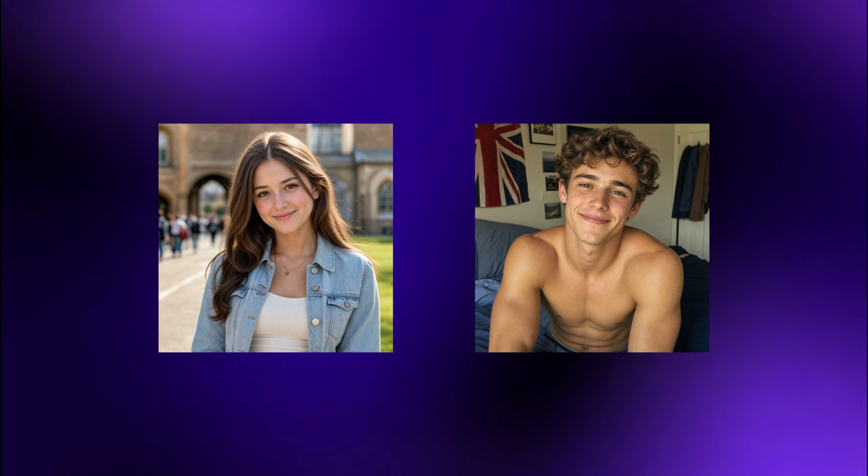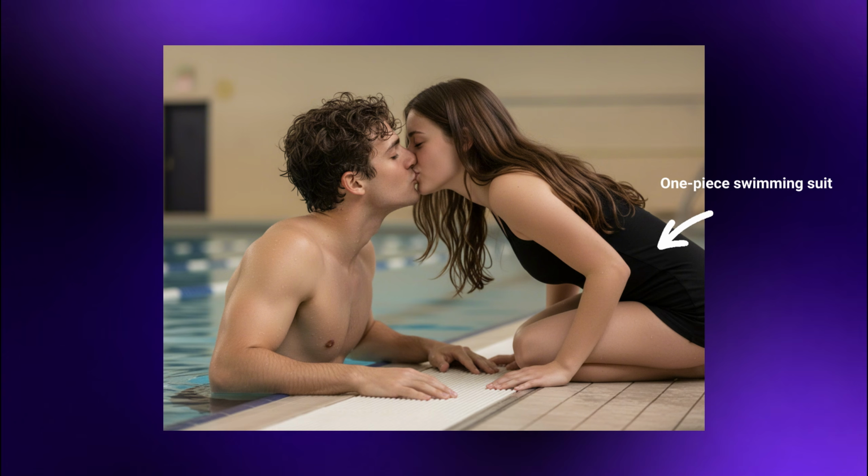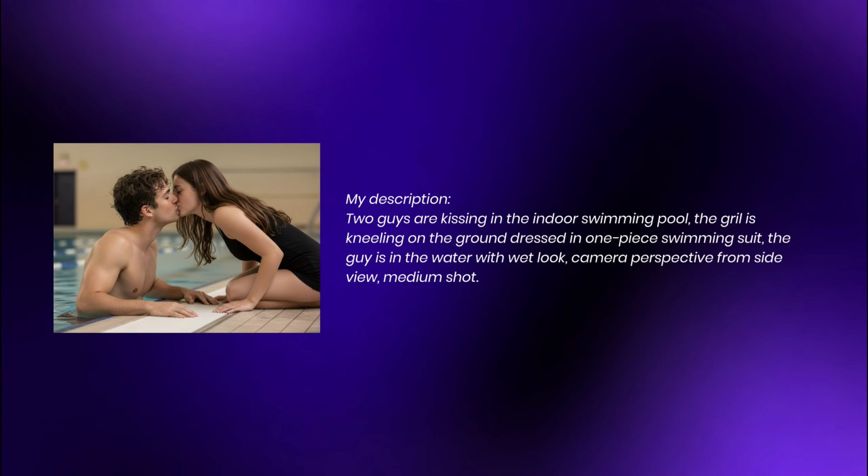Next, we're going to create the kissing image. Instead of writing a complicated prompt from scratch, I like to start with a simple formula. Who, what, where, camera perspective, details. The details are optional, but you can add things like clothing, facial expressions, lighting, or movement if you want more control over the result. For example, I'll simply describe who I want in the image, what they're doing, where the scene takes place, and how I want the camera to capture it.